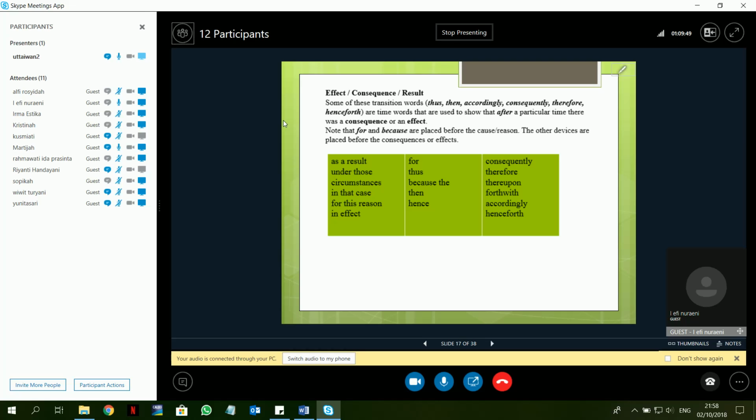Under those circumstances, in that case, for this reason, in effect. Terus ada lagi for those, because, that, hence. And also, consequently, therefore, thereupon, forthwith, accordingly, henceforth.